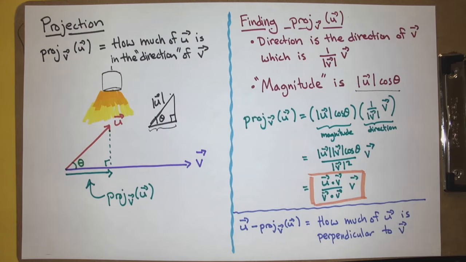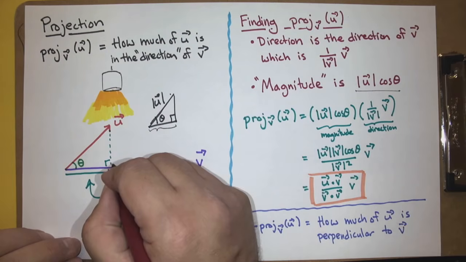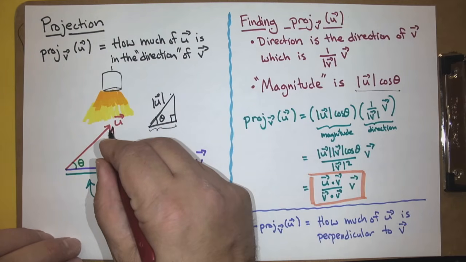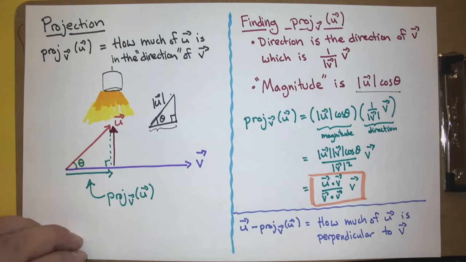What if I didn't want that question? What if I wanted to ask a different question? How much of u points perpendicular to v? Can we figure that out? Aha, someone looked ahead. Yes. We can do sine, and sine is coming. Don't worry. Sine is definitely coming.